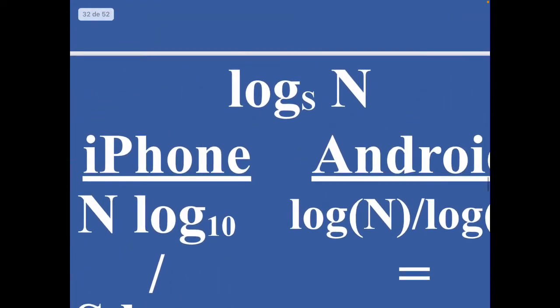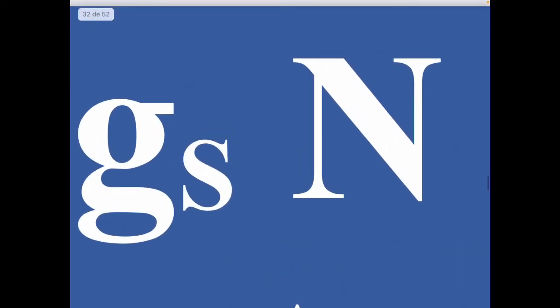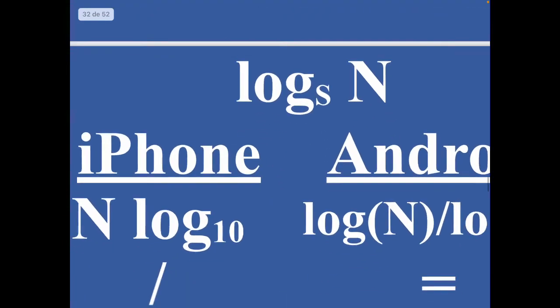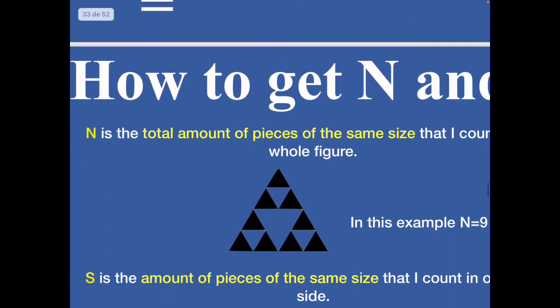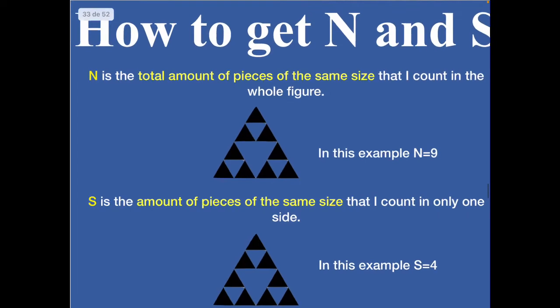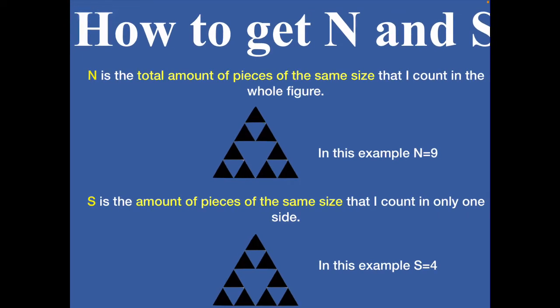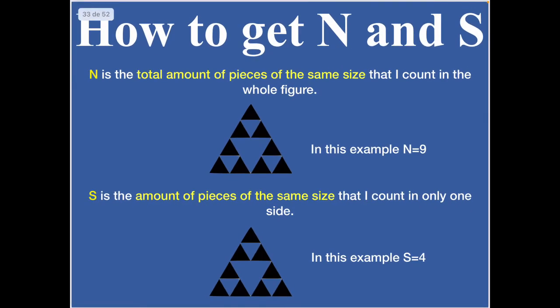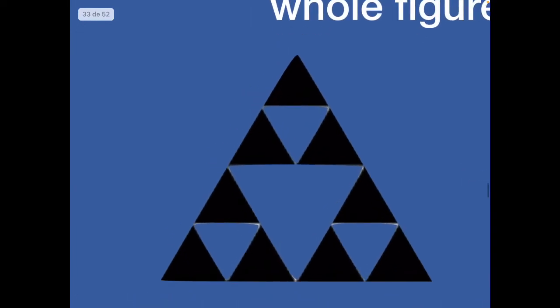The question is, in order to get d, I already need to know s and n, right? So how do I get s and n? Well, n is always going to be the amount of pieces of the same size that I can count in the whole figure. So if we look at this figure, the parts that are still existing, because all the blue parts do not exist, the parts that I still have of my Sierpinski triangle are the black parts, and those are 9 parts. 1, 2, 3.